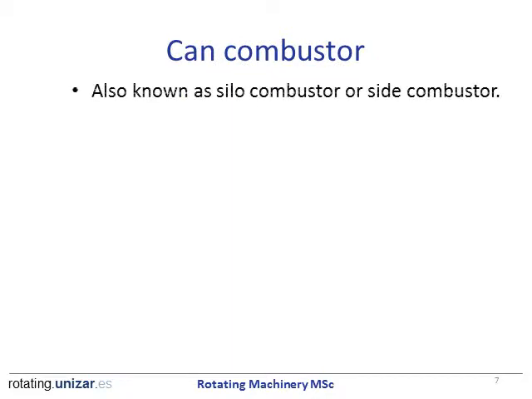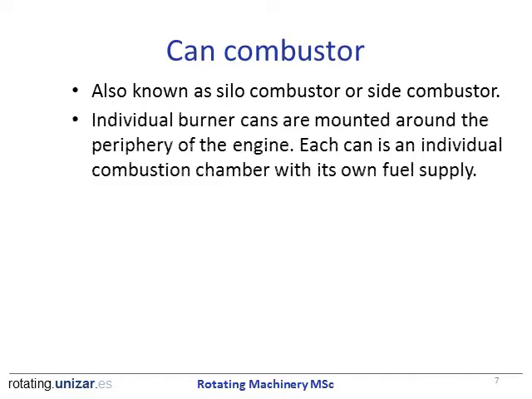The can combustor is also known as a silo combustor or side combustor because it's just one combustor put on the side of the turbine. The individual burner cans are mounted around the periphery of the engine. Each can is an individual combustion chamber with its own fuel supply.